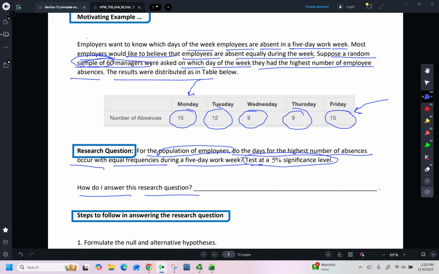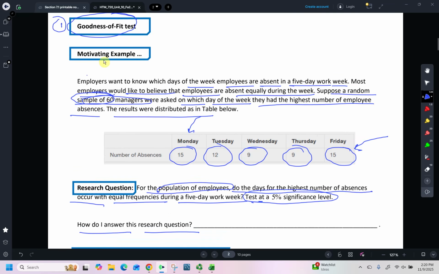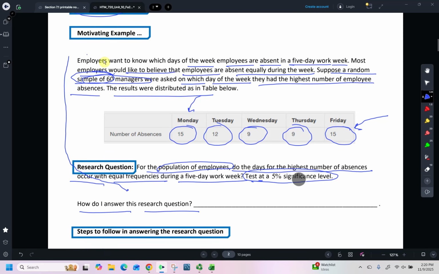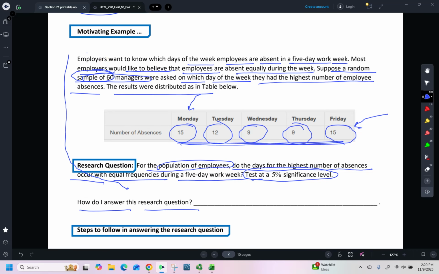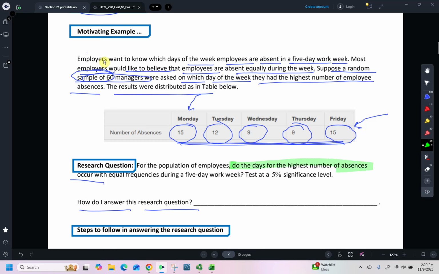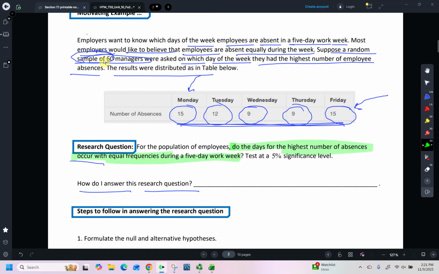How do I answer this research question? Well, our interest is to check if this distribution in this sample is reflective or if it fits what we assume is going on in the population. In particular, our hypothesis here is focused on, do the days for the highest number of absences occur with equal frequencies during a 5-day work week? So our interest is, if we're looking at 60 days, if the absences occur with equal frequencies across Monday to Friday, what do you think?